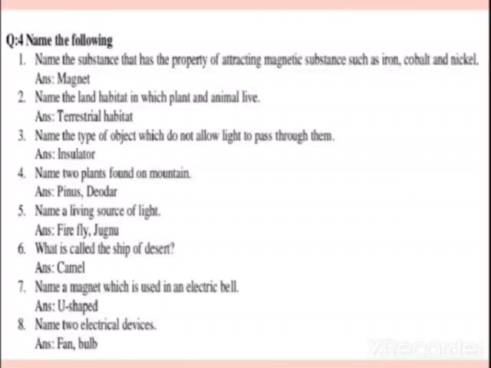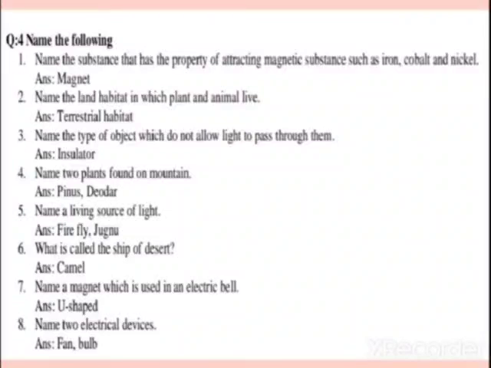After that, question number 4, name the following. First one, name the substance that has the property of attracting magnetic substances such as iron, cobalt and nickel. You know that one substance has the property of attracting some substances like iron, cobalt and nickel, and this is magnet. So your answer is magnet. Now question number 2, name the land habitat in which plants and animals live. Plants and animals which live on land are called terrestrial habitat.